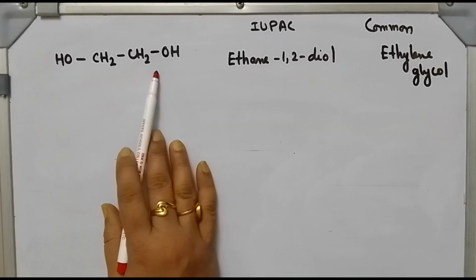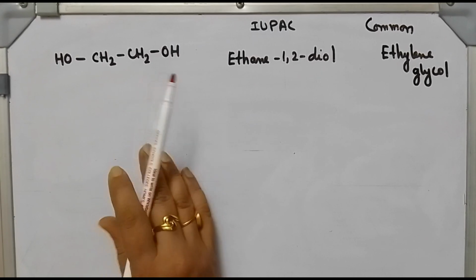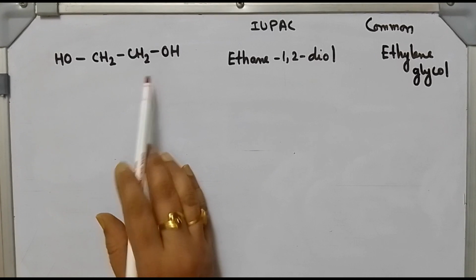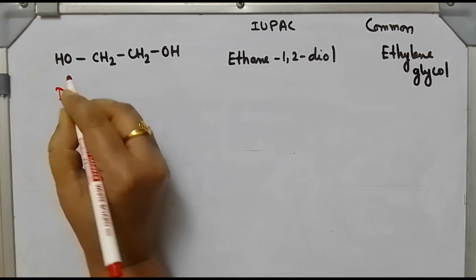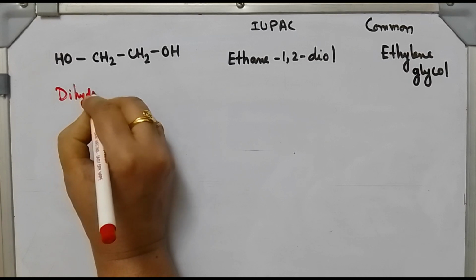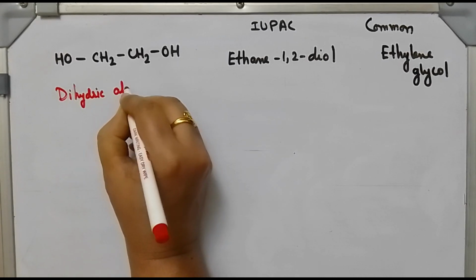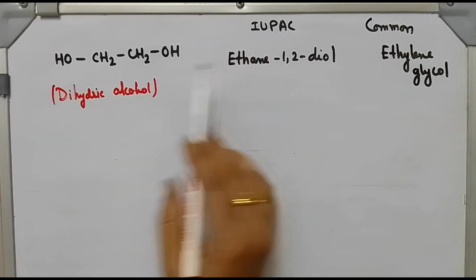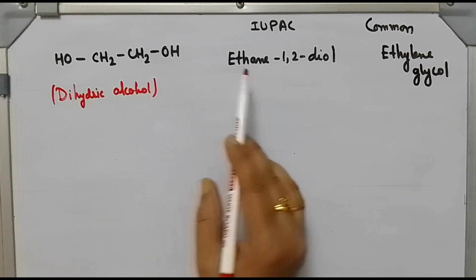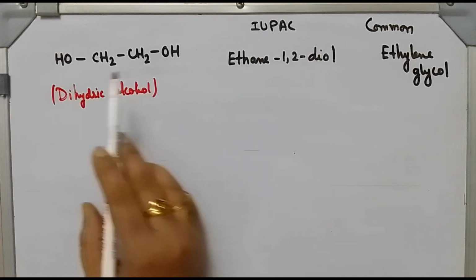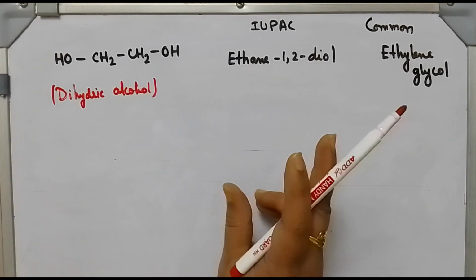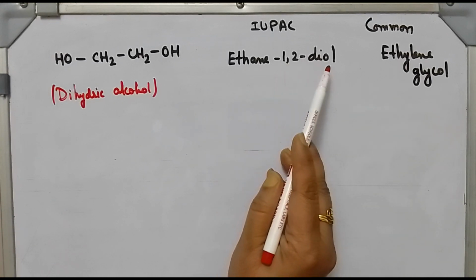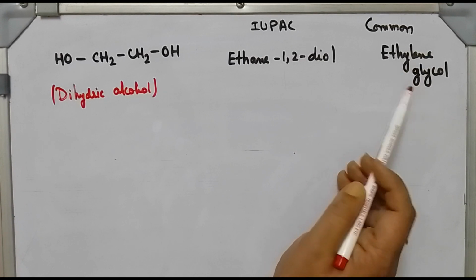Now see for this compound, it is a dihydric alcohol, meaning 2 hydroxy groups are present. So its IUPAC name is, since 2 carbon atoms are there, ethane 1,2. At the 1 and 2 positions, 2 hydroxy groups are present. So ethane-1,2-diol, and its common name is ethylene glycol.